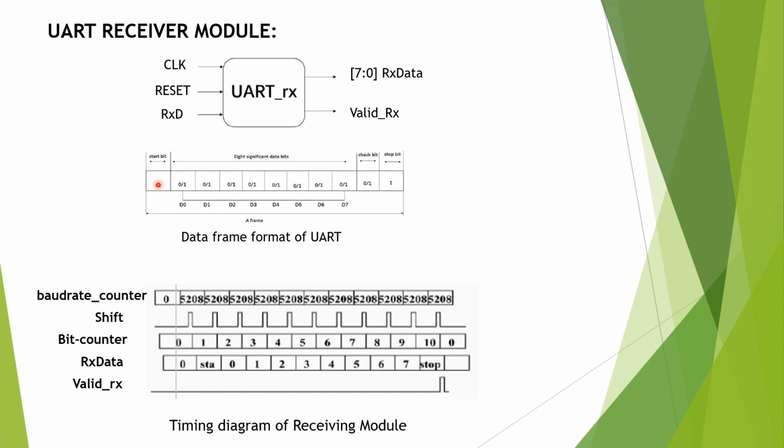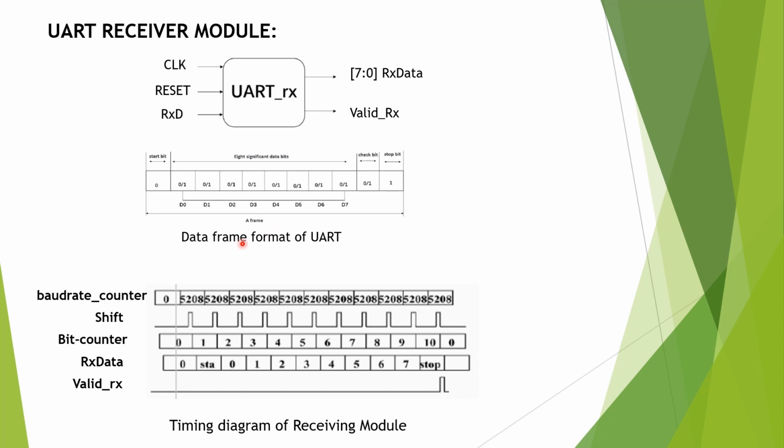The first one is the start bit. When the start bit, a low signal, is detected, it begins capturing the next 8 data bits. The received bits are shifted into a register, and these 8 bits are stored in RX data. After that, a stop bit is used to confirm the completion of data reception. If data is successfully received, then valid RX is asserted high to indicate valid data availability.